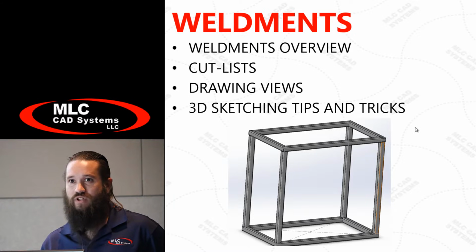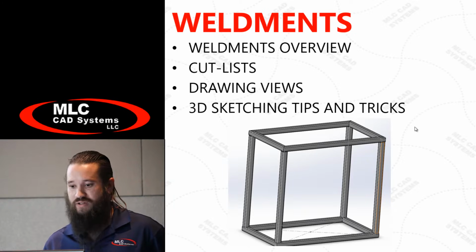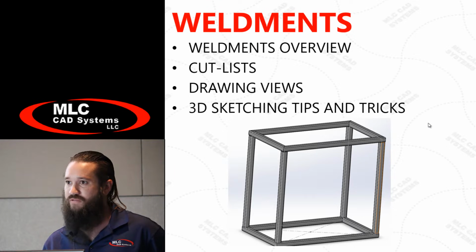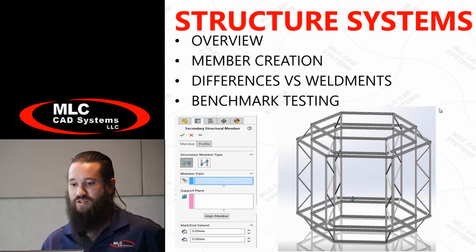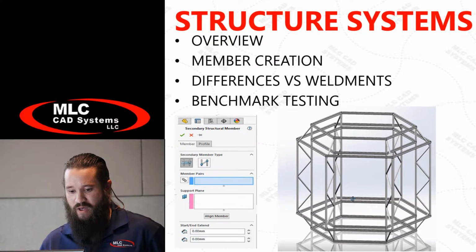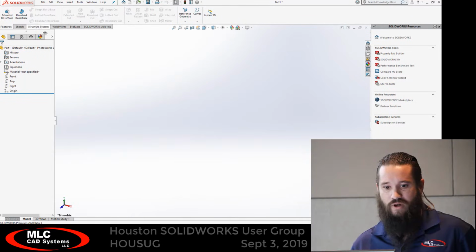How we get these individual detail members on drawings and cut lists, and then we'll go over a few 3D sketch tips and tricks. So once we get a good baseline, we'll jump into structure systems and see what the differences are. So let's first check out weldments.